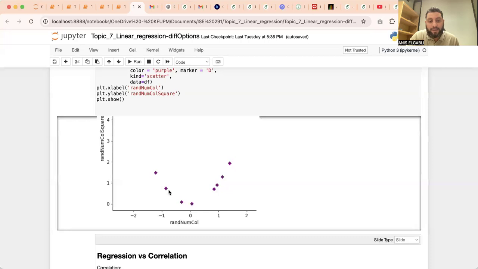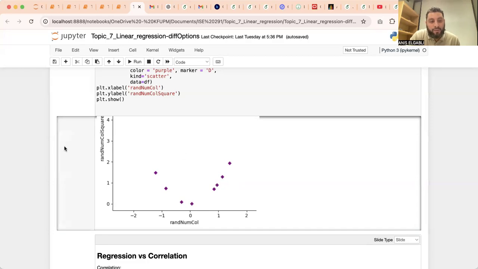As you can clearly see here, there is a quadratic relationship. So y is the square of x, y is equal to x squared. And as you can see, on the negative side, y decreases as x increases, and on the positive side, it increases, following, as I said, the quadratic shape.